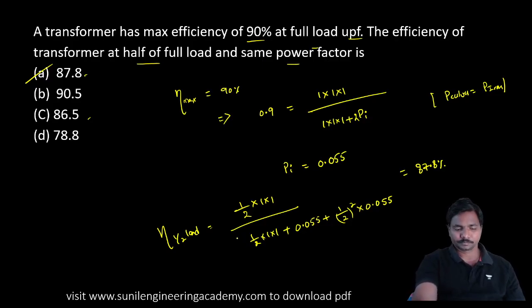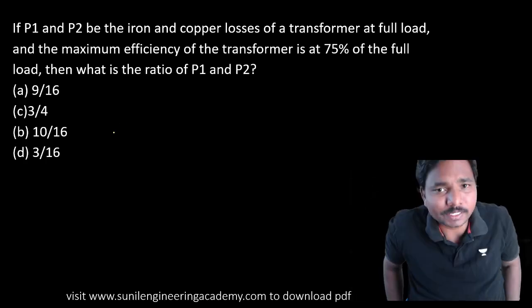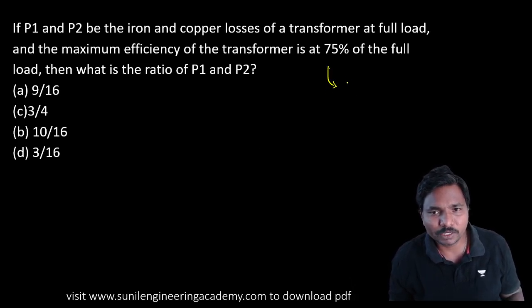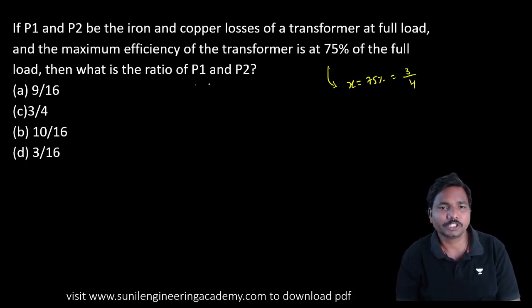Coming to the next one. P1 and P2 are the iron and copper losses of a transformer at full load, and the maximum efficiency of the transformer is at 75% of the full load. What is the ratio of P1 to P2? Given x is equal to 75%, that means 75 by 100, that is 3 by 4.